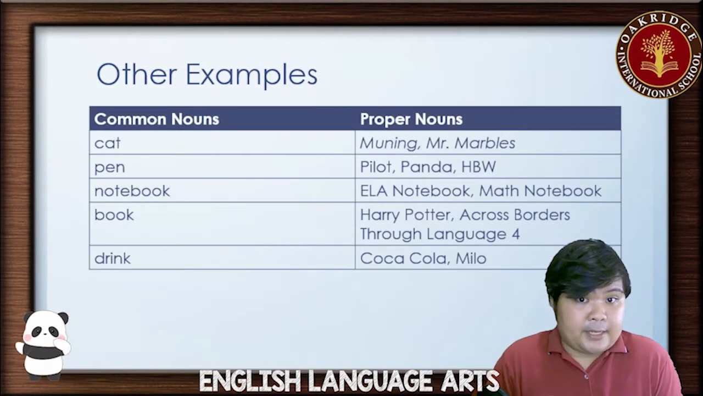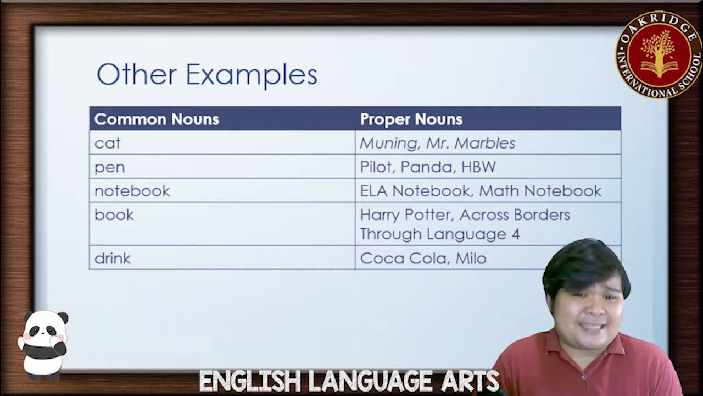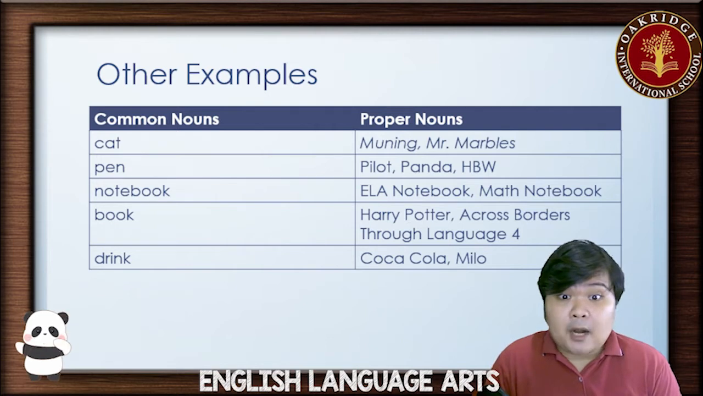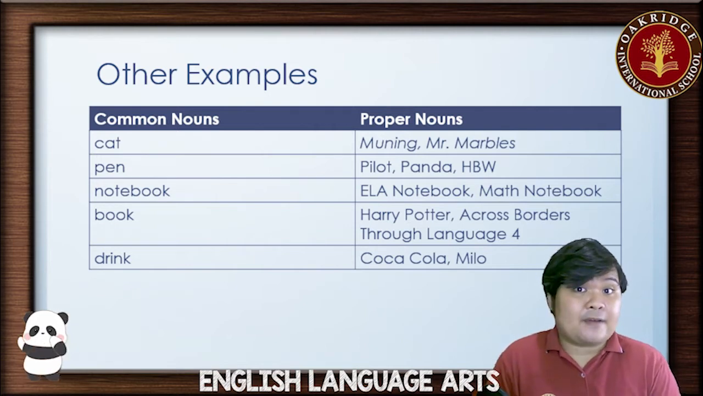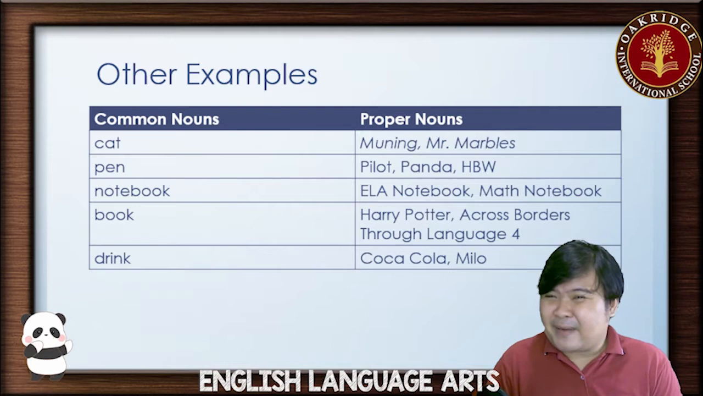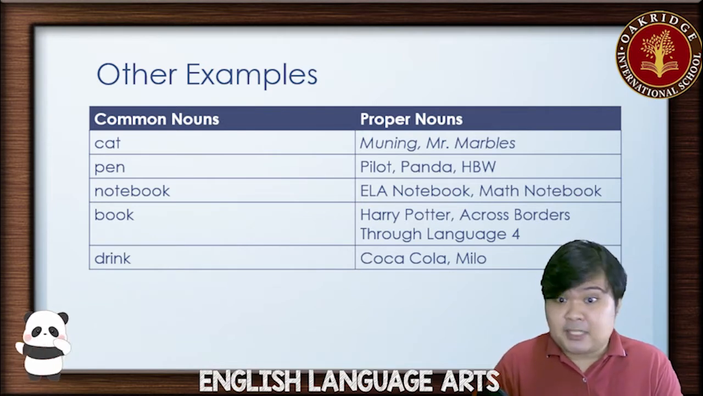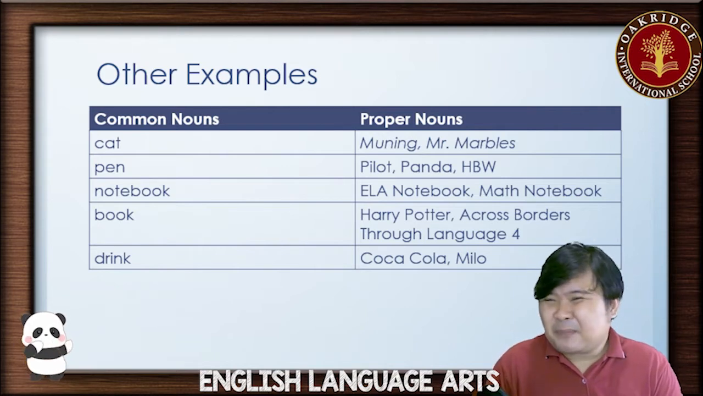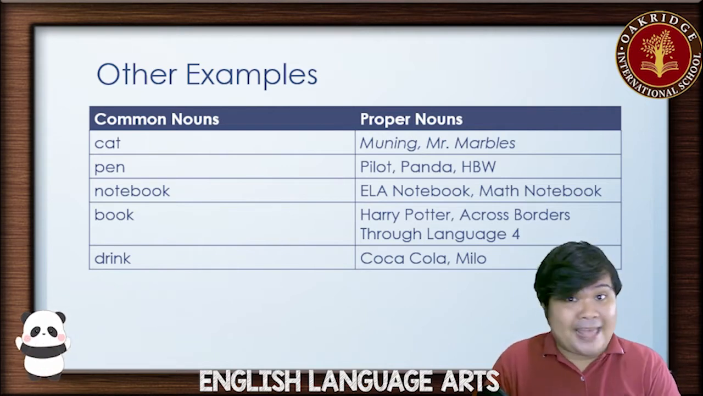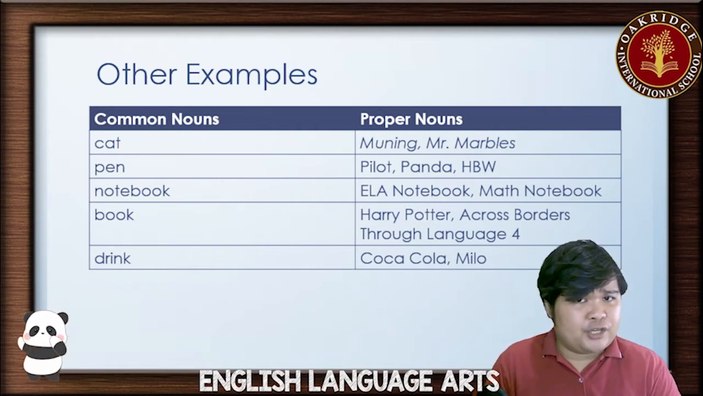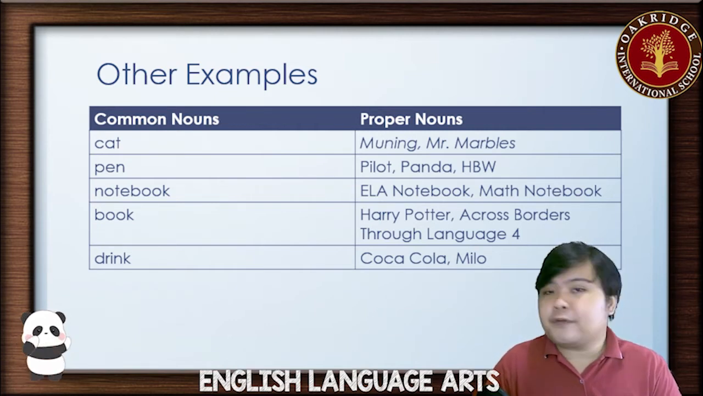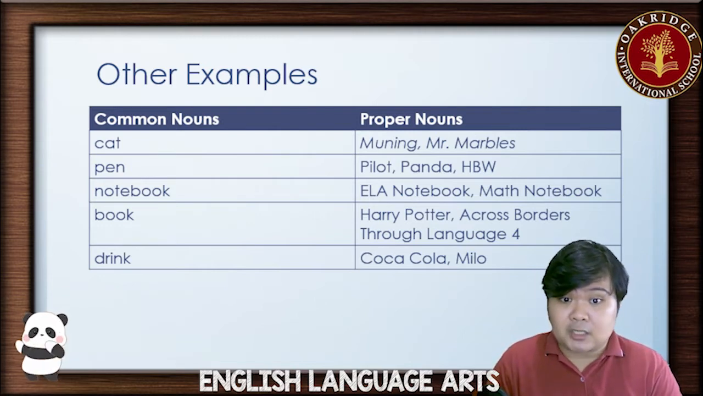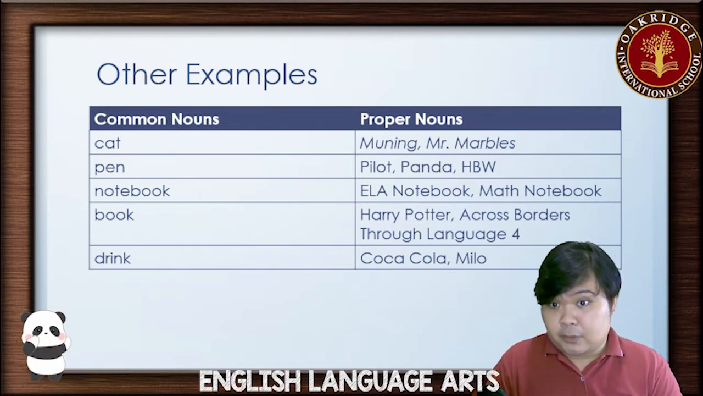Now, next, we have other examples. For common nouns, we have cat. But if you have a specific name of a cat, your pet, for example, you have Muning or Mr. Marbles. Pen: you guys have ever used pens? There are specific brands of pen. We have Pilot, Panda, HPW. How about notebook? You have a notebook, but if you'd like to be specific, you have a math notebook, an ELA notebook. How about book? You could just say book and it could refer to any book. But if you'd like to be specific, you'd say Harry Potter or Across Borders Through Language 4, the book that we're using right now.